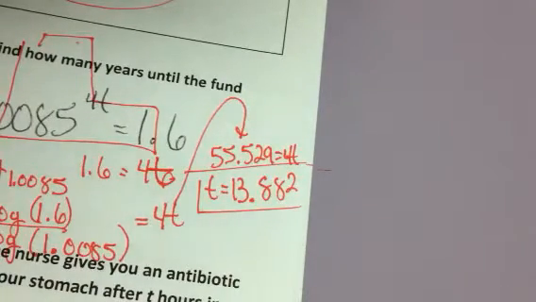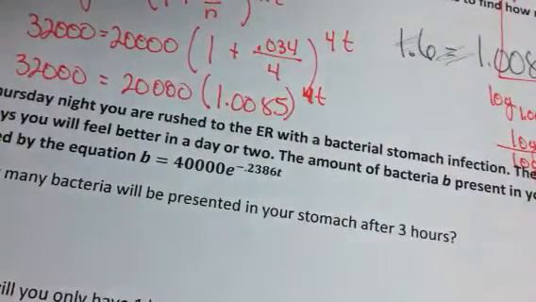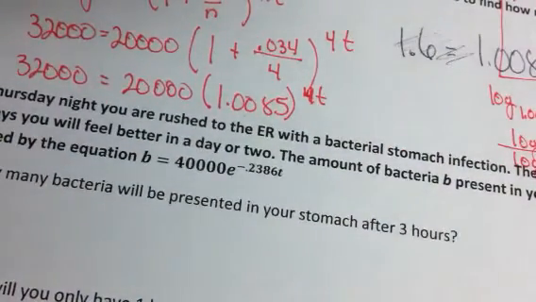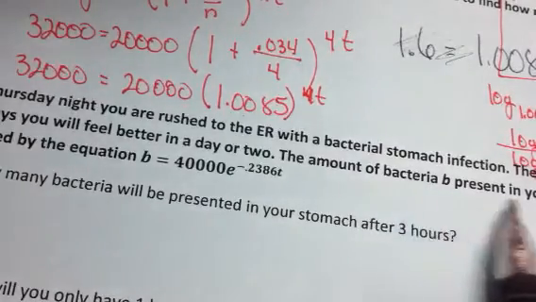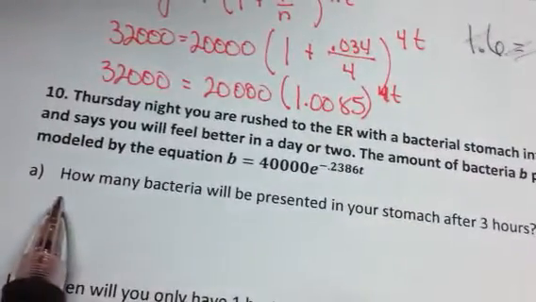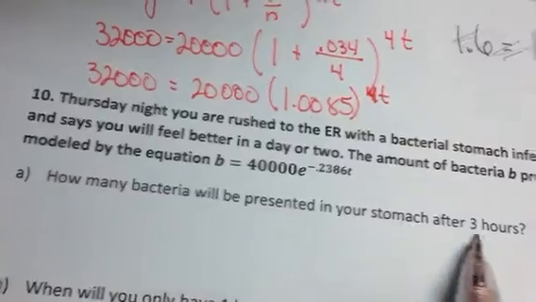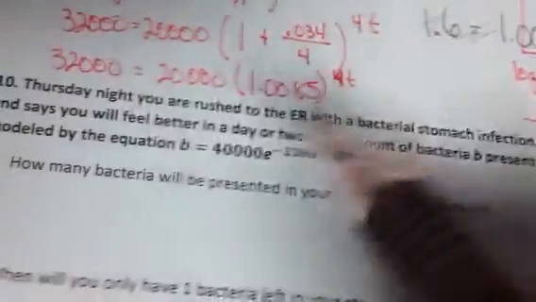All right, next one. So Thursday night, you're rushed to the ER with a bacterial stomach infection. The nurse gives you antibiotics and says you will feel better in a day or 2. The amount of bacteria present in your stomach after T hours is modeled by this equation. So B is the amount of bacteria. So how many bacteria will be present in your stomach after 3 hours? We'll just put the 3 in here.